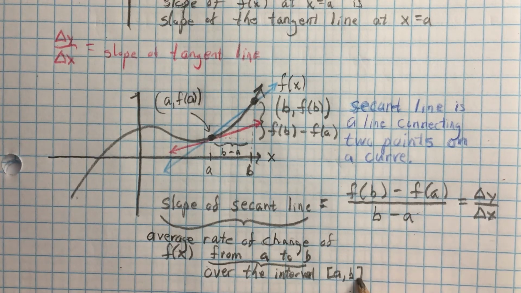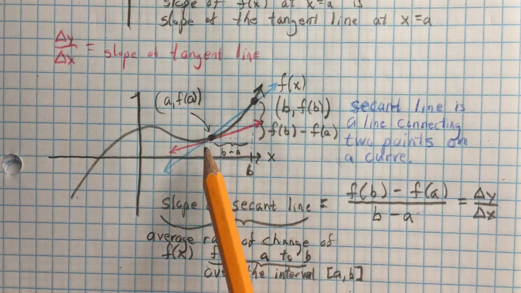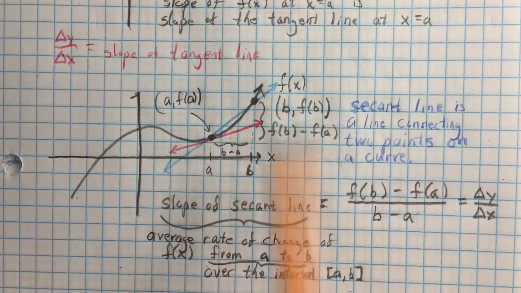So keep that in mind. You may have learned about the average rate of change of a function before. And that's really all this secant line slope is. It's something you've seen before, most likely, average rate of change. We're going to use that to help us calculate the rate of change of the tangent line, i.e. its slope.